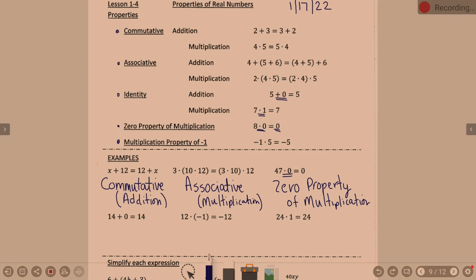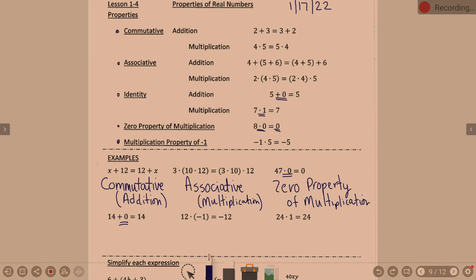Associative? Am I still banned? But it's a good question. Hold that thought for a moment, okay? If it's associative, we've got to have at least 3 numbers. Wait, are you talking about the 14? Do I have 3 numbers happening here? Nope. So it's multiplication.